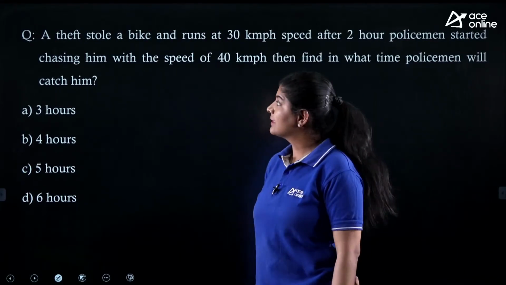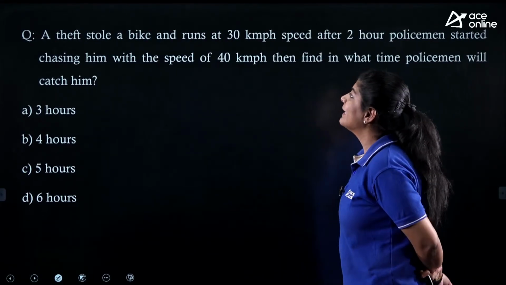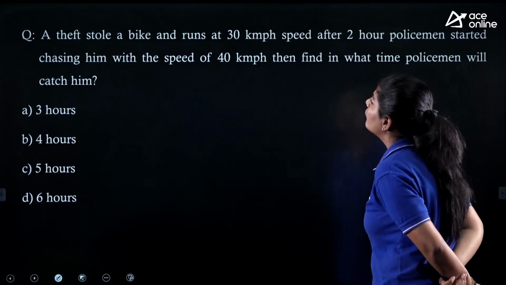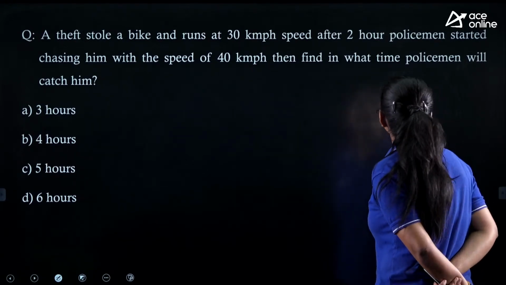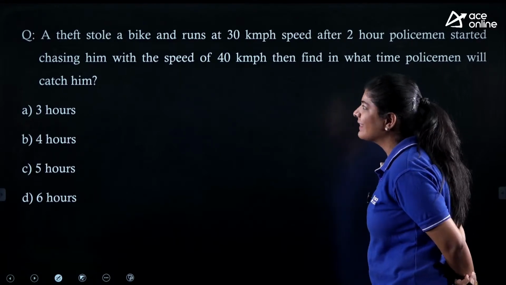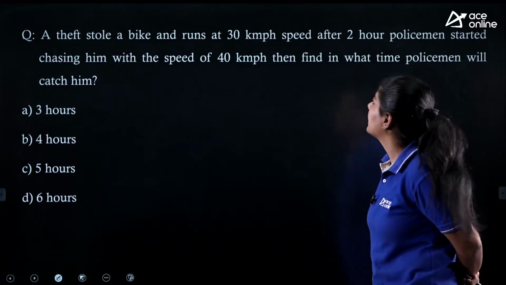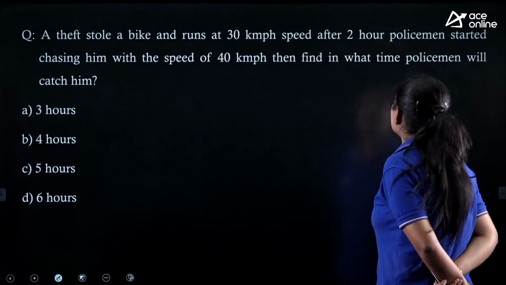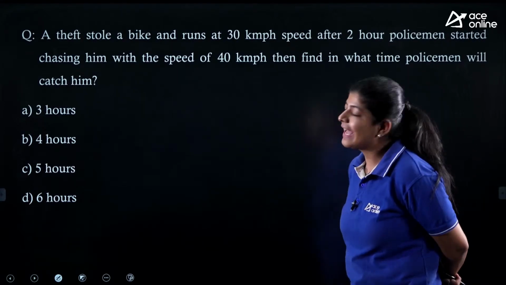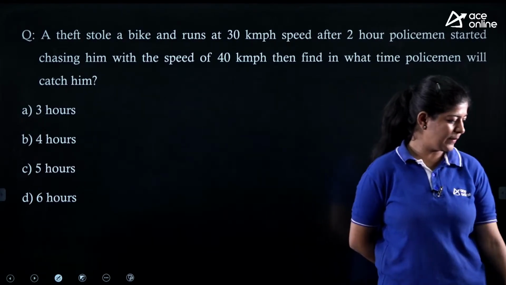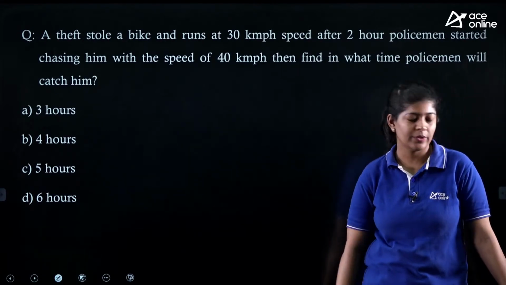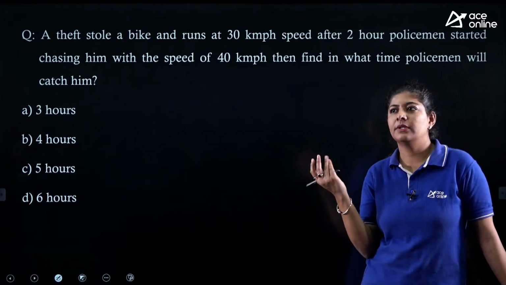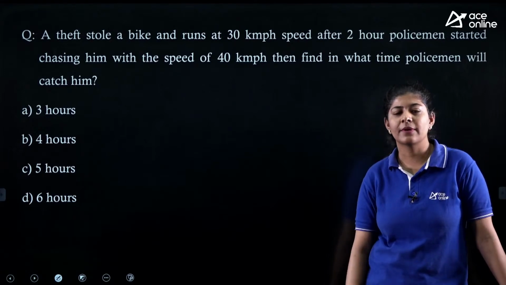The next question says that a thief stole a bike and runs at a speed of 30 kilometers per hour. After 2 hours, policemen started chasing him with a speed of 40 kilometers per hour. Then find in what time police will catch him. This is a very easy one. It's not necessary to go through the traditional approach over here. If you go time wise also, then you can easily get the answer.